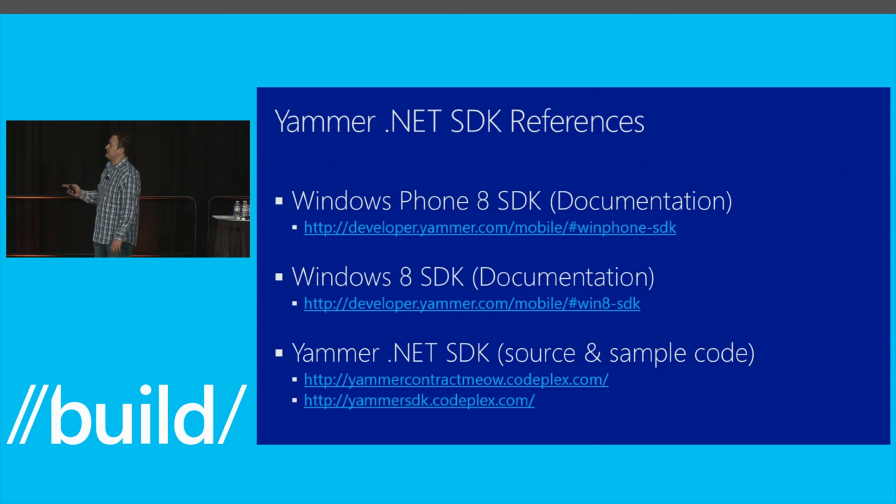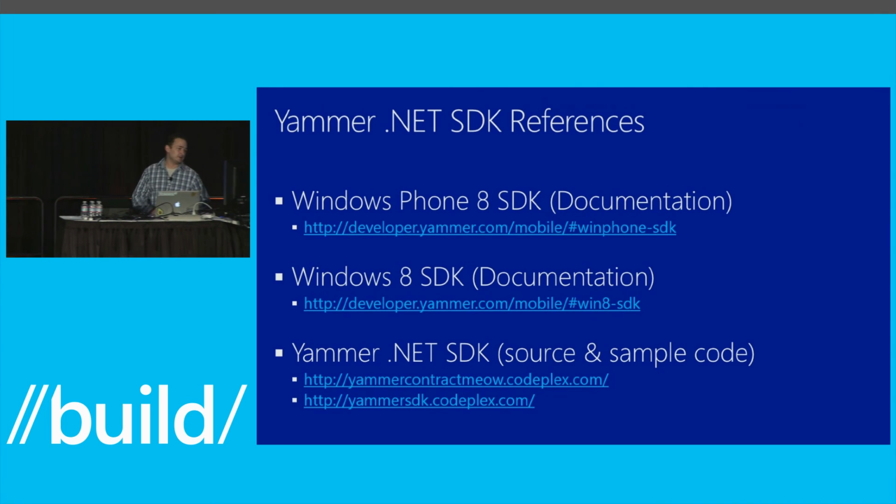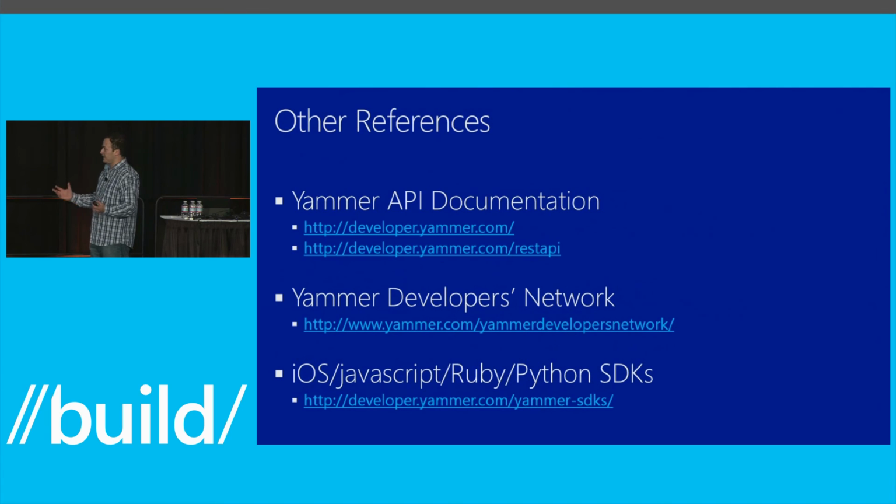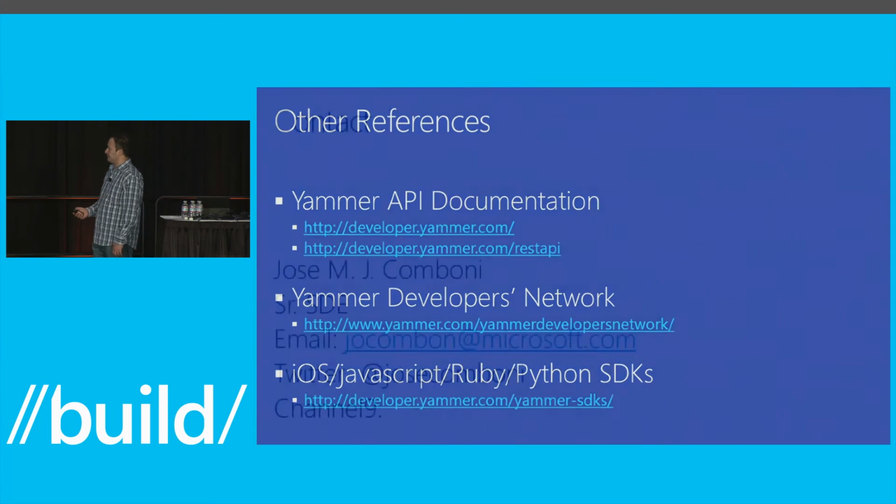So these are the websites where you can check the information. I'm going to go back to the NuGet site later. These are the websites where you can get more information about the specific SDKs in case you have any more questions while you are developing. This is the more generic site for the API documentation. There is also a Yammer developer community network. Whenever you have questions that are not answered by the documentation there, you can post them there. We have additional platform SDKs: iOS, JavaScript, Ruby, Python. All of this is going to be in the deck.